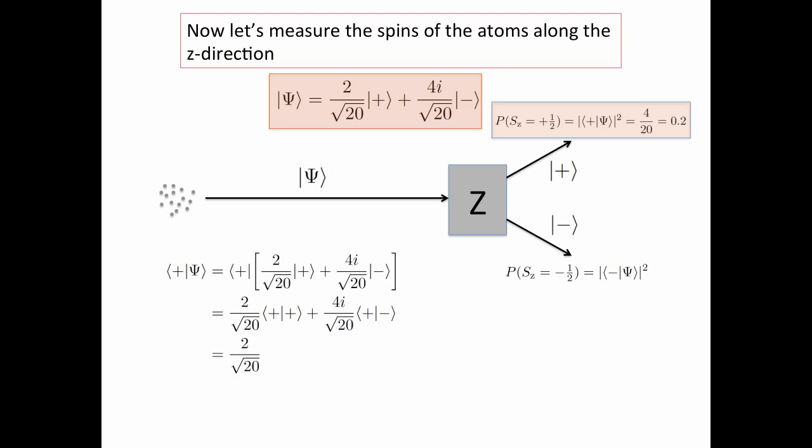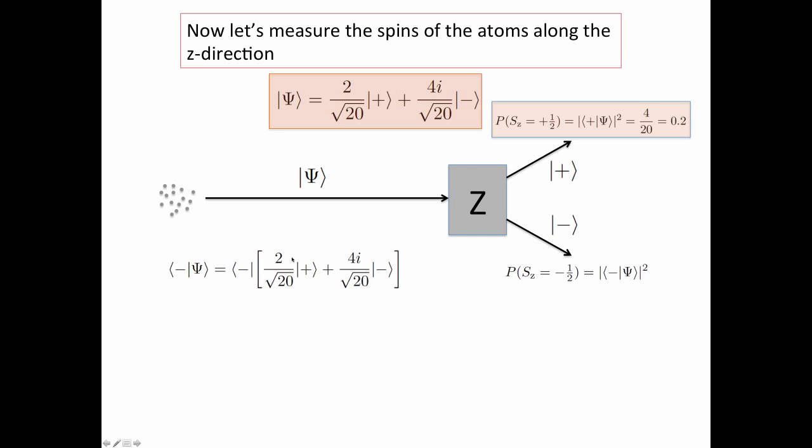So the probability is the square modulus of that. If you take the square of 2 over root 20, you get 4 divided by 20. So that's 0.2. That means if we measure a beam of atoms that are in this quantum state, 20% of those atoms will emerge in the spin-up beam. Okay, what about the spin-down beam?